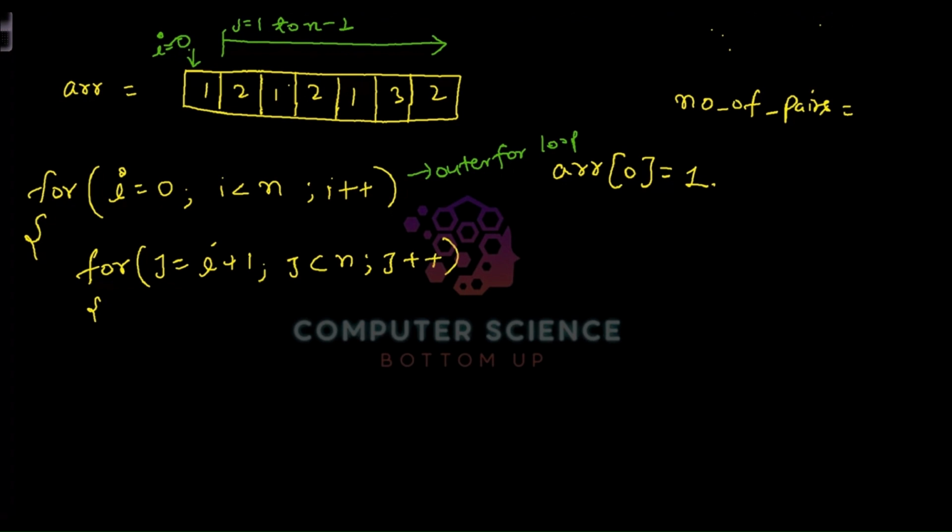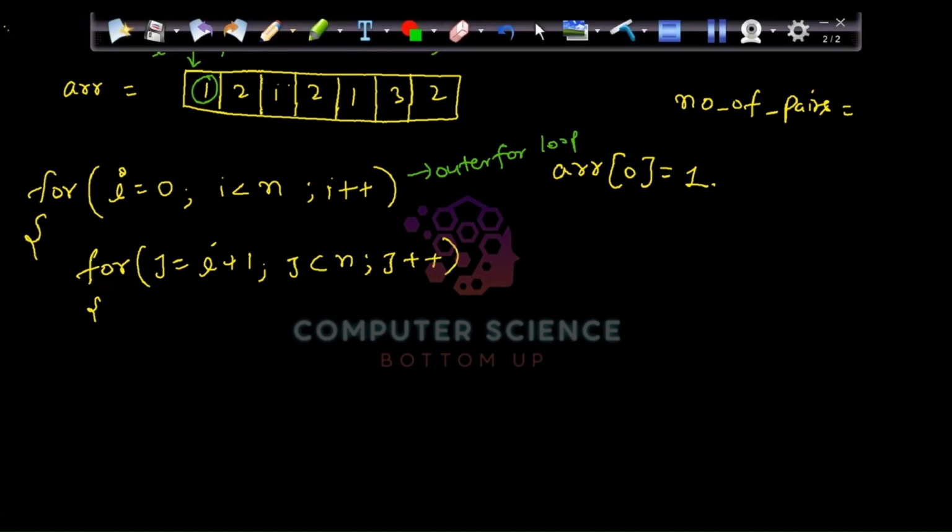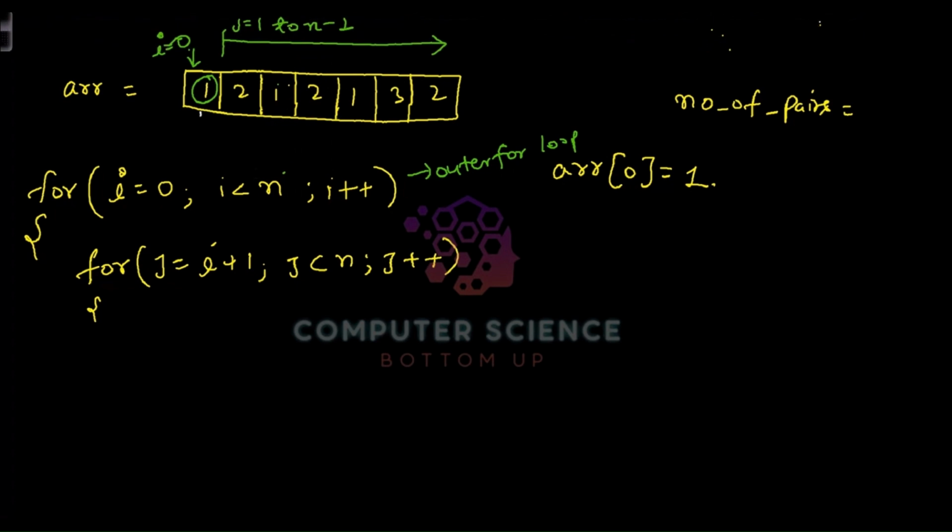Presently i is 0. I am going to check for this 1. Do you get any other match? And the moment you get a match, what are the indices? Let me write the indices for these. So this is index 0, index 1, index 2, index 3, index 4, index 5, index 6. For i equal to 0, in the outer loop, I am iterating j from 1 to n minus 1.